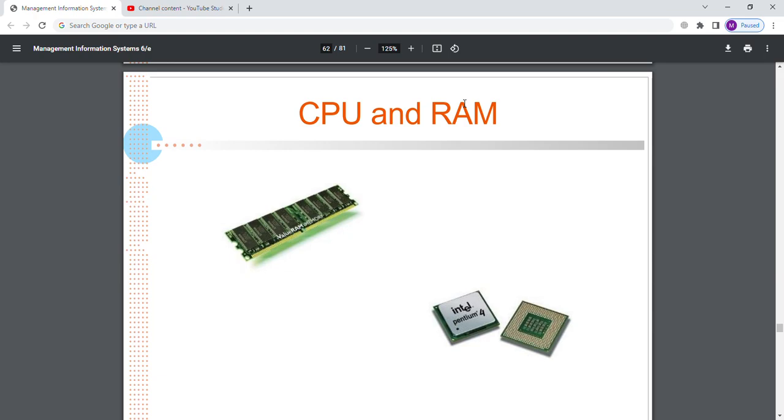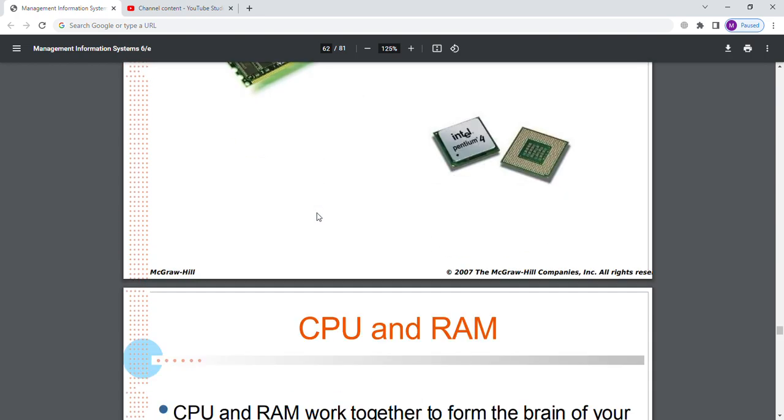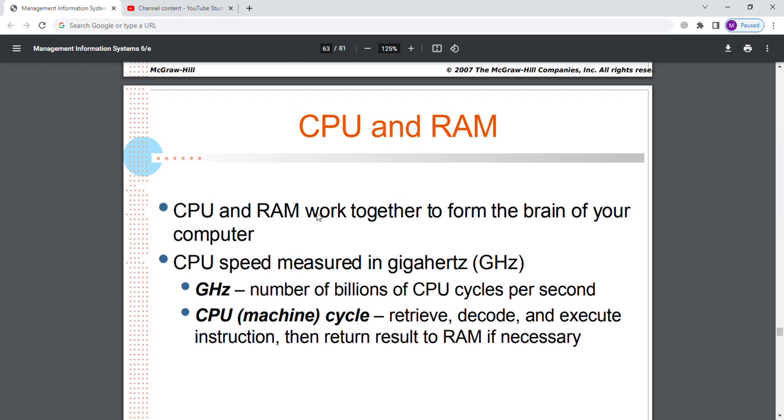CPU and RAM. Basically, this is a CPU processor and this is a RAM. CPU and RAM work together to form the brain of your computer. CPU speed is measured in gigahertz. GHz is the number of billions of CPU cycles per second. The CPU retrieves, decodes and executes information, and returns the result to RAM if necessary.